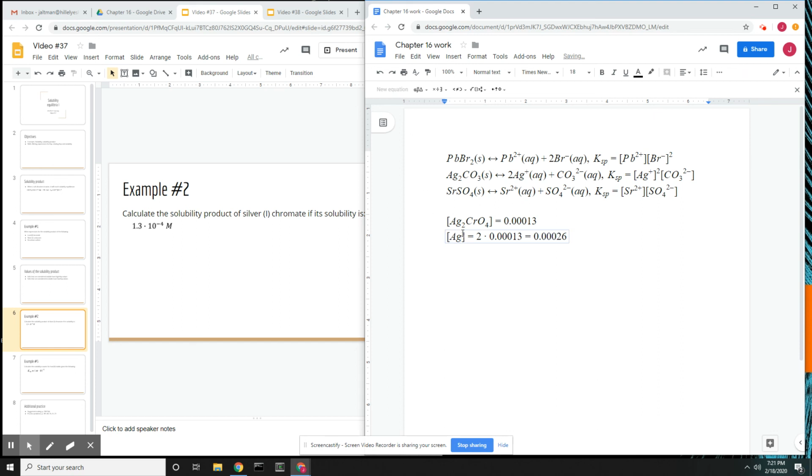And I should have put a plus there. And that CrO4 2 minus is equal to that. If you don't immediately recognize it, I would suggest that you write out the dissociation reaction for that.